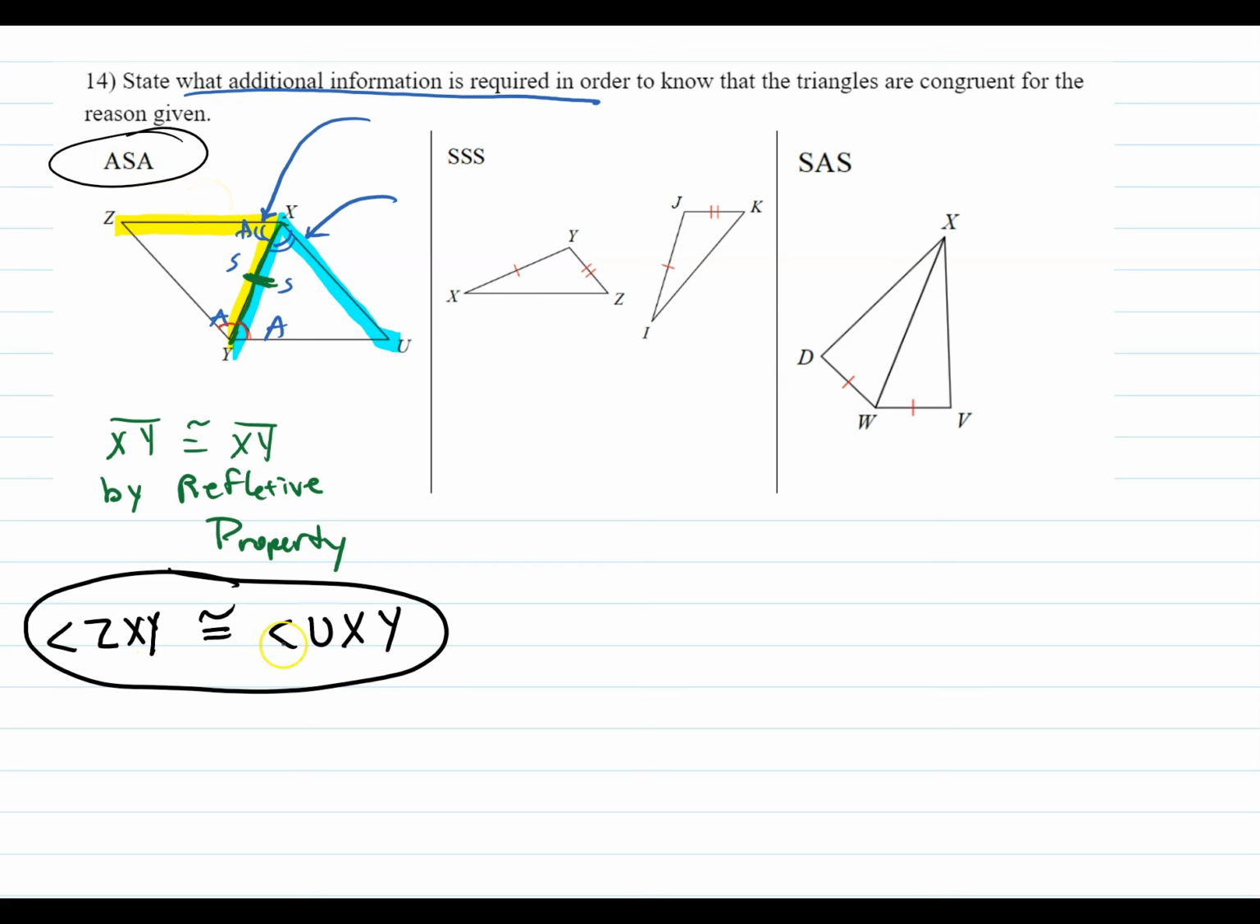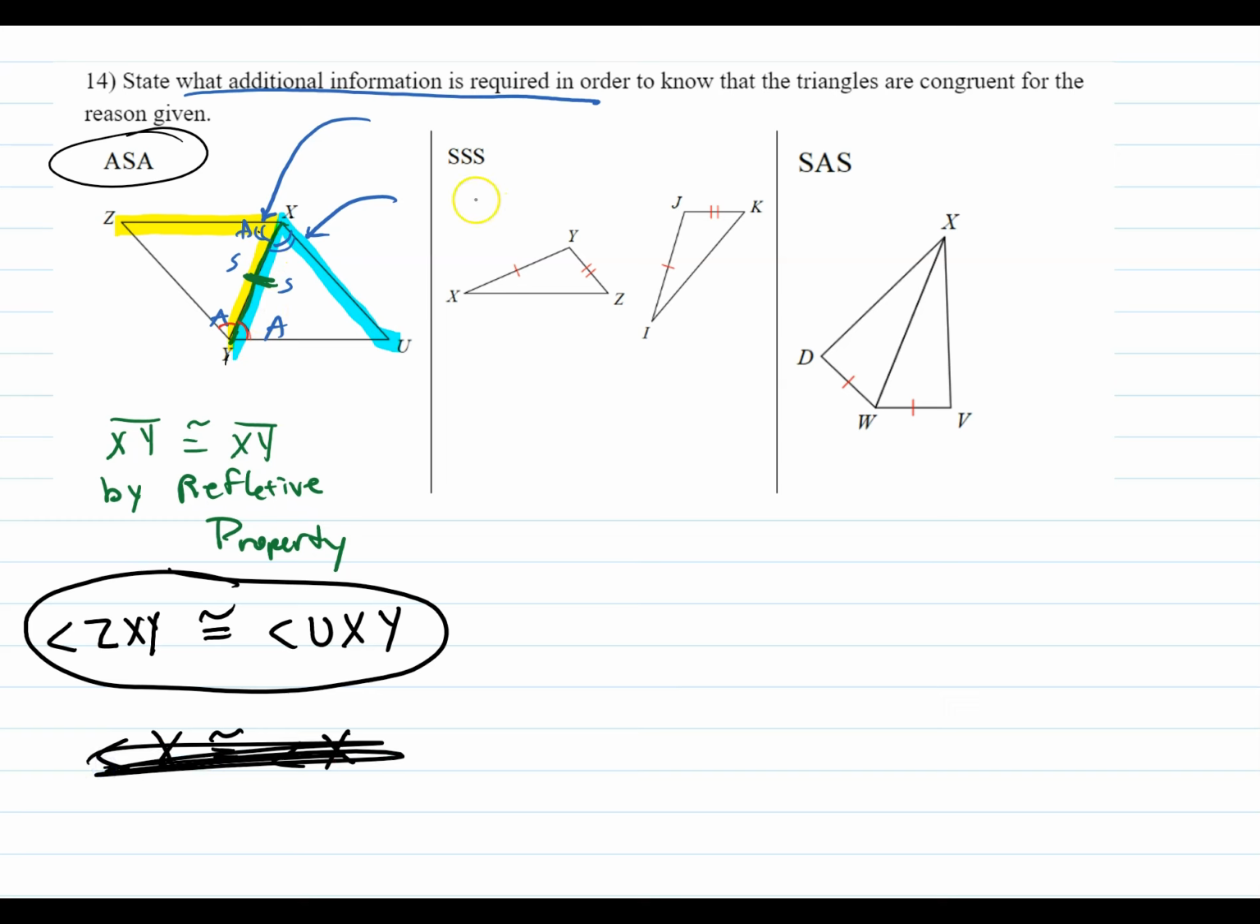Now, if you're wondering why I use the three-letter combo for the angles, since this is X and since the triangles are touching, I can't say angle X is congruent to angle X. That's not very specific. What does that even mean, right? So that is why I had to use the three-letter version to differentiate the angle between the two triangles.